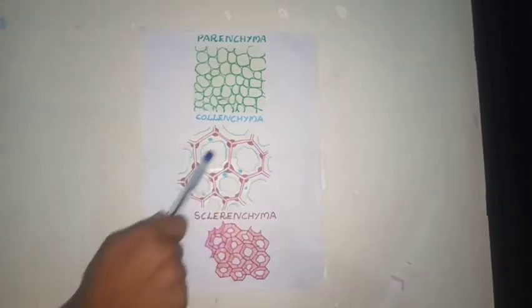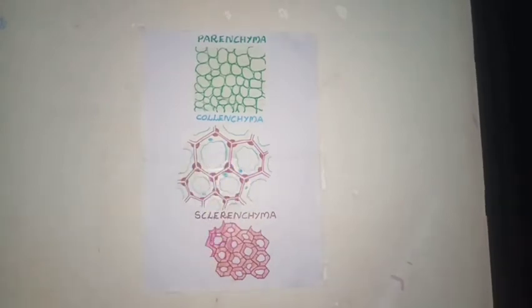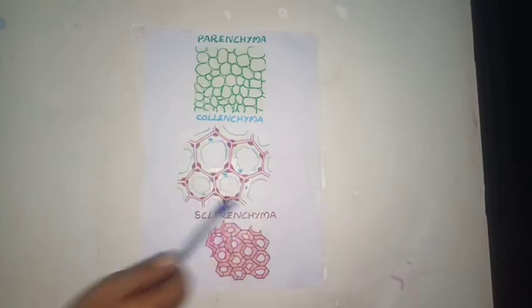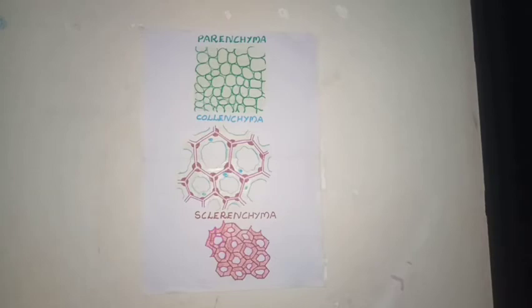Then the other type of tissue, collenchyma tissue. They are also living cells. There is very little intercellular space. The cells are irregularly thickened at the corners. See, you can see at the corners the cells are irregularly thickened. What are the functions of this tissue? This tissue allows bending in various parts of a plant like leaf, stem without breaking. It also provides mechanical support to plants.